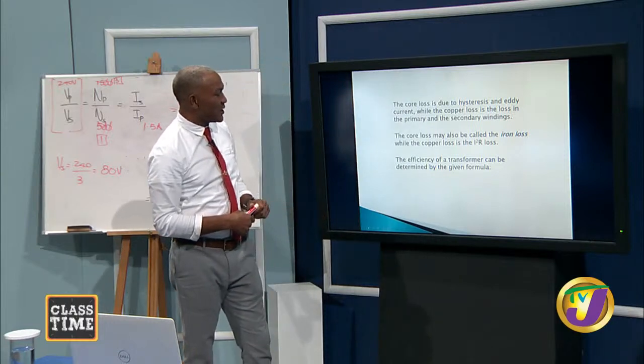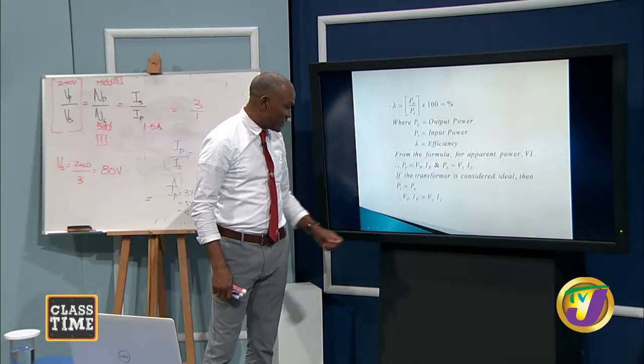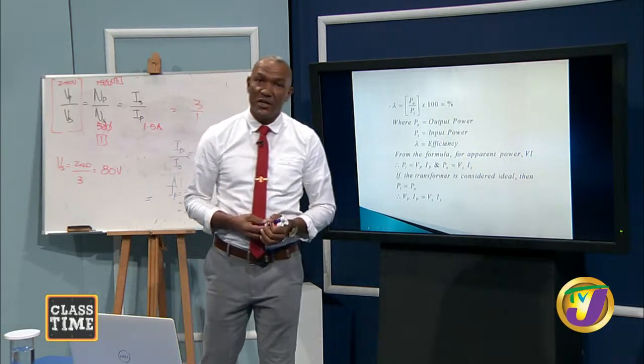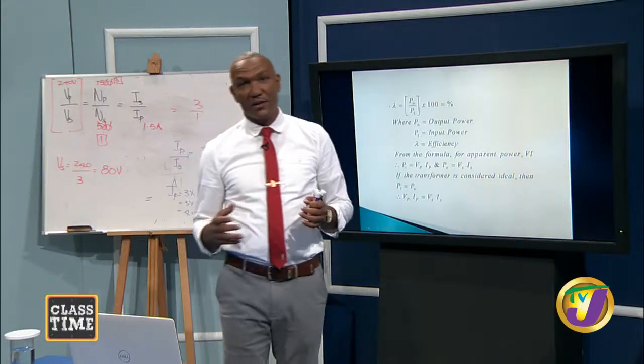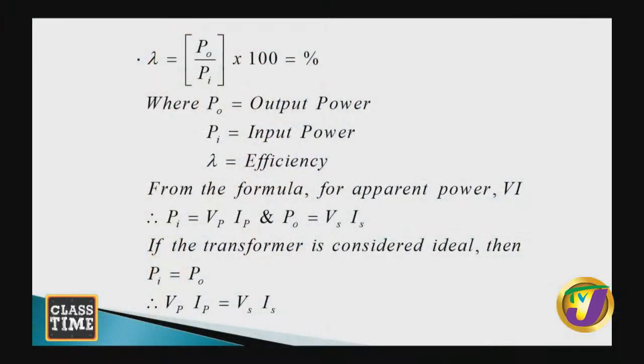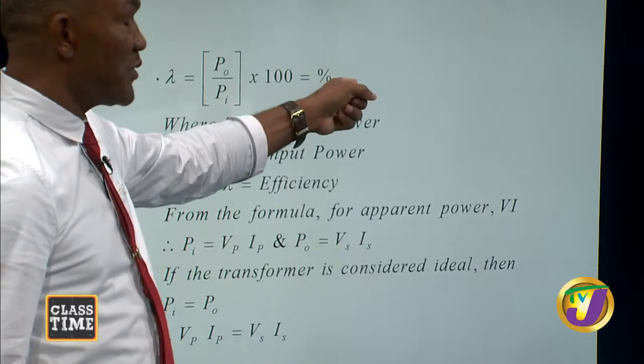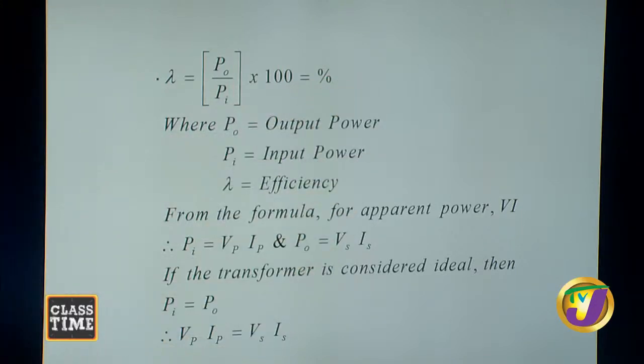The efficiency of a transformer can be determined by the given formula. So bear in mind, students, in electrical, we have a lot of formulas. You have to practice your formulas. You have to practice your math. You have to understand how to use your calculators. All right. Efficiency is equal to your power out divided by your power in, and then you multiply by 100, and it is expressed in percentage. So if you calculate and get a figure, don't just write 96.7. Efficiency is expressed in percentage, so you have to put your percentage.